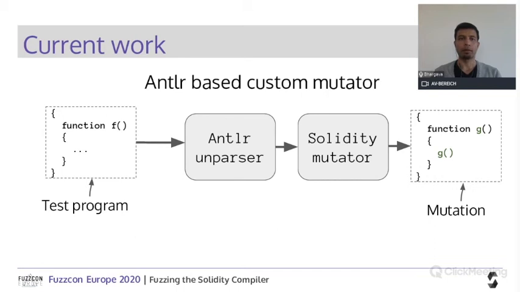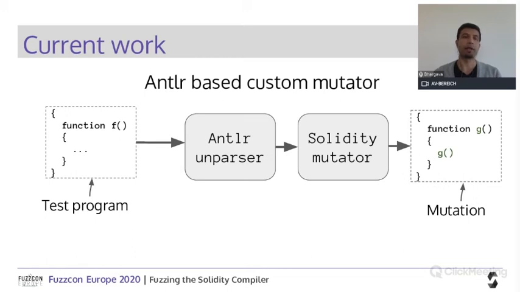At the moment, we are also considering working on an ANTLR-based custom mutator. I think a couple of earlier talks mentioned how effective it is to use a grammar-based generator rather than a random generator. So that's essentially where this work is pointing towards. So the goal is to essentially have the mutation or the generation create as valid a program as possible.